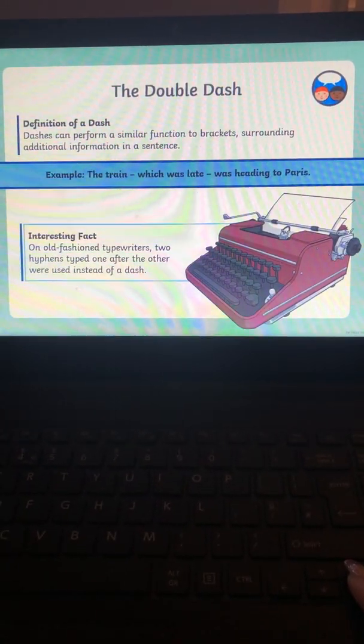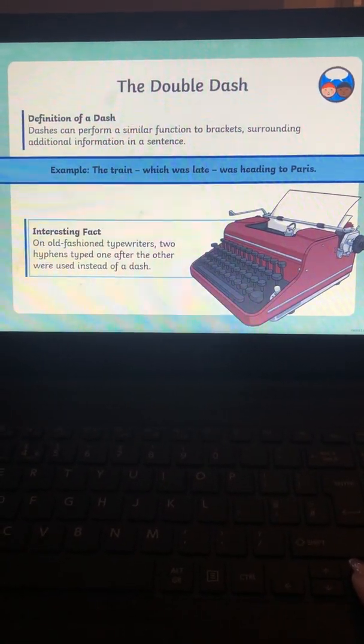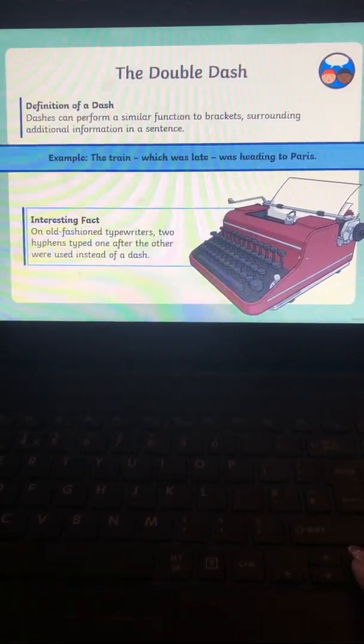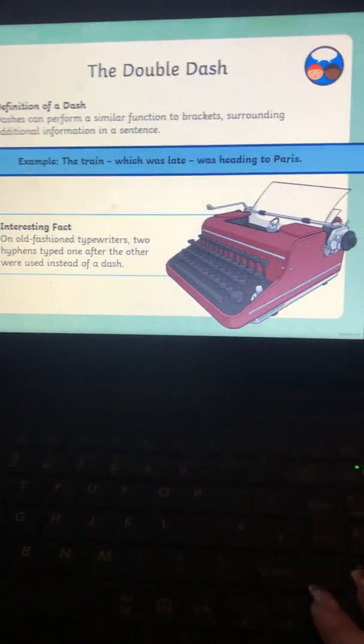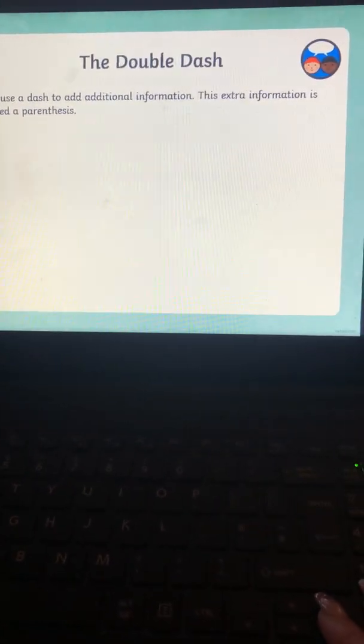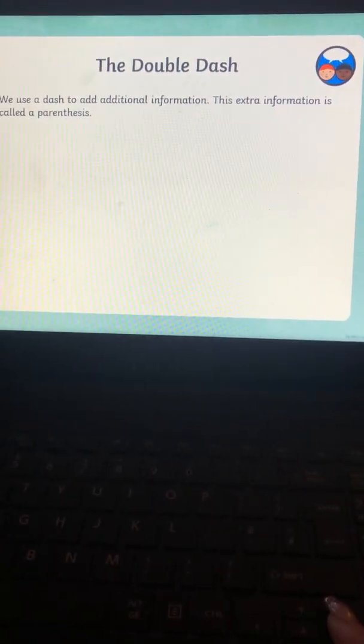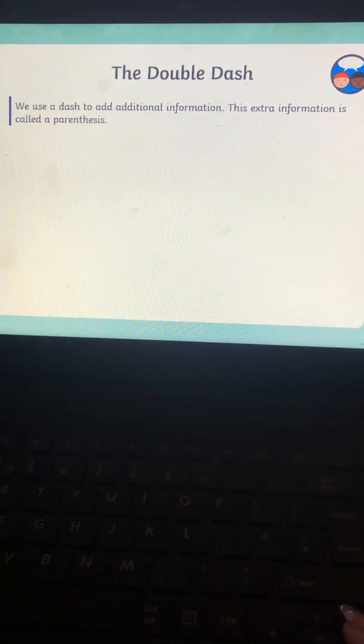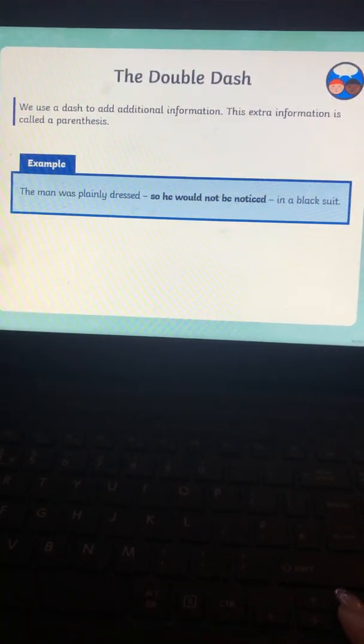So, an interesting fact, on an old-fashioned typewriter, 2 hyphens typed one after the other were used instead of a dash. So we use a dash to add additional information. This extra information is called parenthesis.